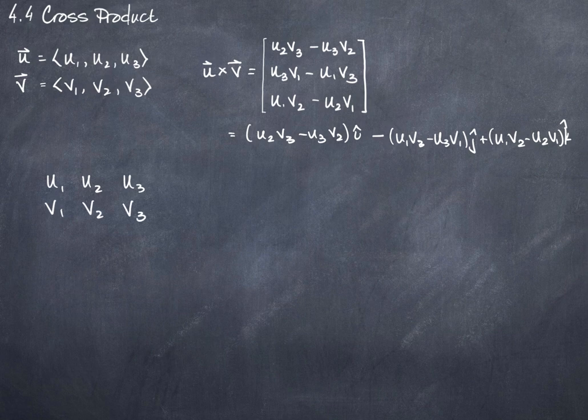And I'm going to make the observation, first of all, that if you look at this very first term here, u2 v3, that's these two numbers right here. U2 v3, and u3 v2, u3 v2. And there's a negative between them. There's a minus operation going on here. So we have u2 v3 minus u3 v2. That looks an awful lot like a determinant. And that's exactly what it is. So what we're going to do is concatenate this matrix with I hat, J hat, K hat, and we're going to take its determinant.